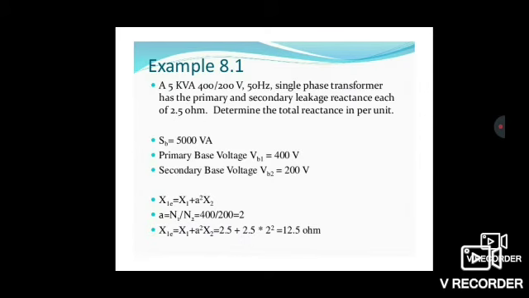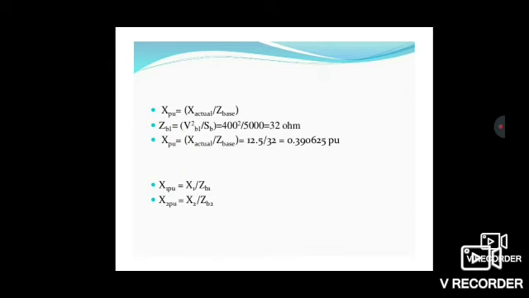X per unit is equal to X actual by Z base. So 12.5 divided by 32 is equal to 0.39 per unit. Then X1 per unit equals X1 divided by ZB1. X2 per unit is equal to X2 divided by ZB2.